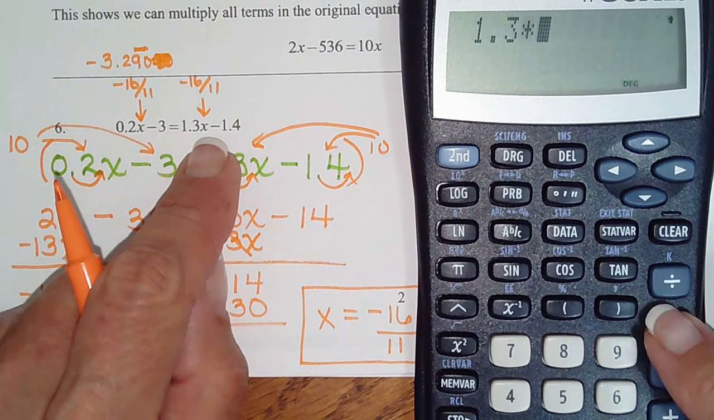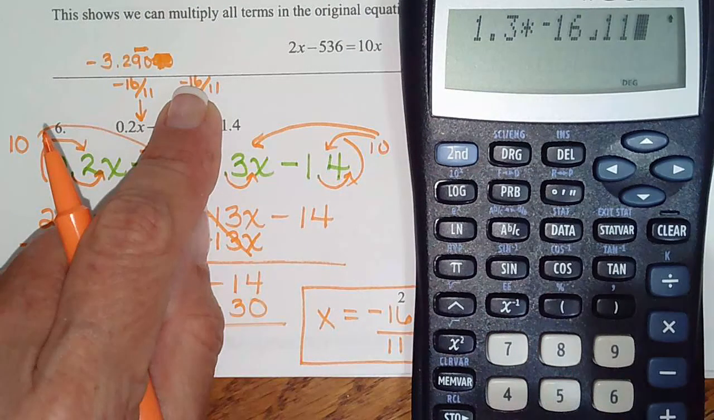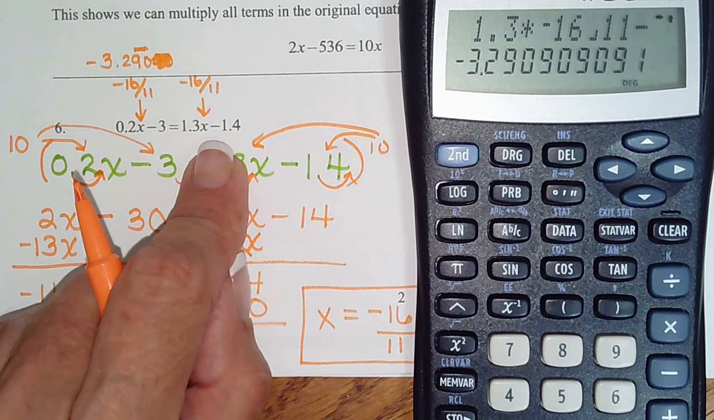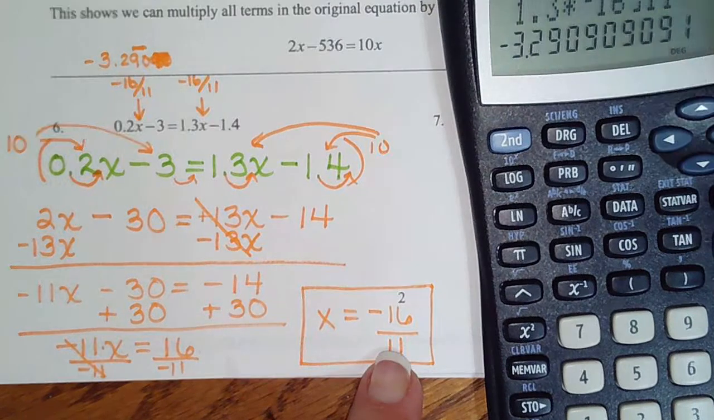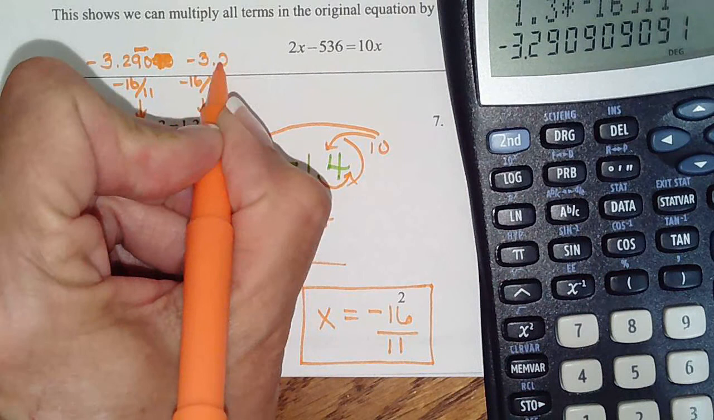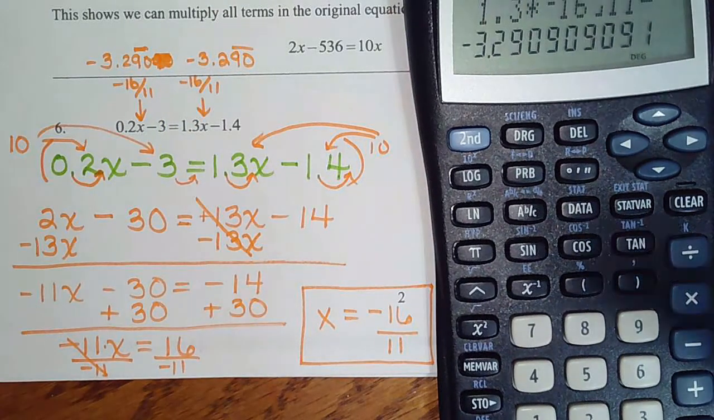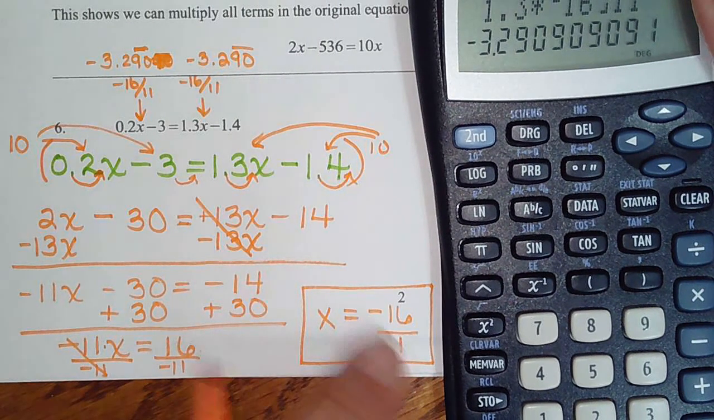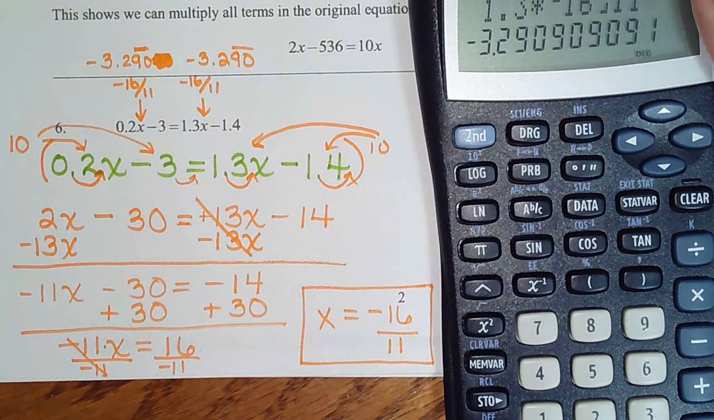1.3 times negative 16 fraction bar 11 minus 1.4. And look at that. In 30 seconds, we just verified that that ugly answer is correct because we got negative 3.2, the 90 repeating again. So doesn't matter how ugly your problem is or how ugly your answer is, it's so fast and easy to check. So if you have extra time, go back and check on your test.